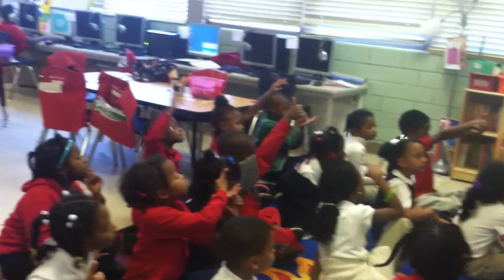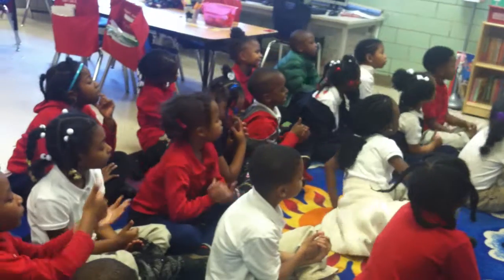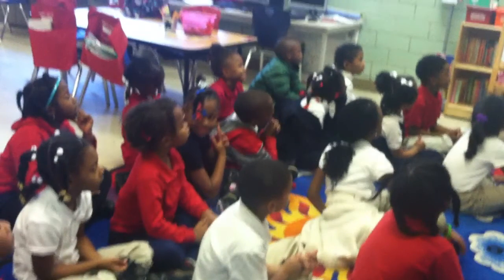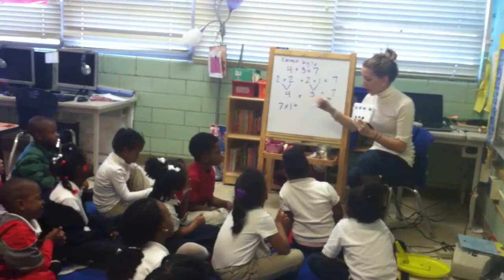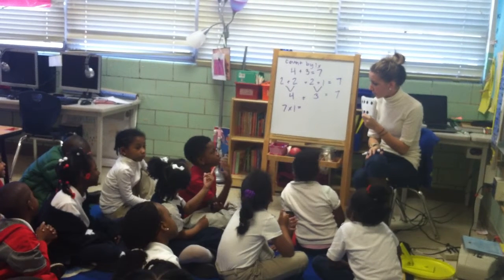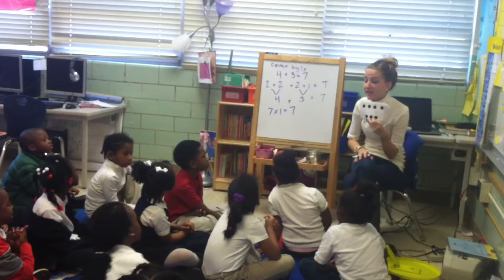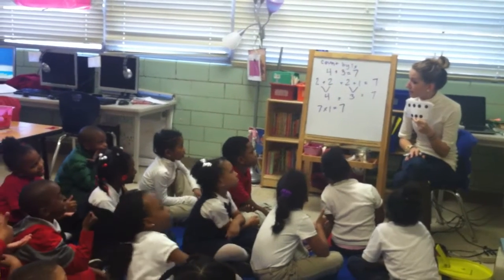Ooh, I see great thumbs. I need them in lap though. Henry. 7 times 1 equals 7. That is very true. How many groups of 7 do we have here, Henry? You're so right. 7 times 1 is equal to 7. That's a wonderful connection. Shania.